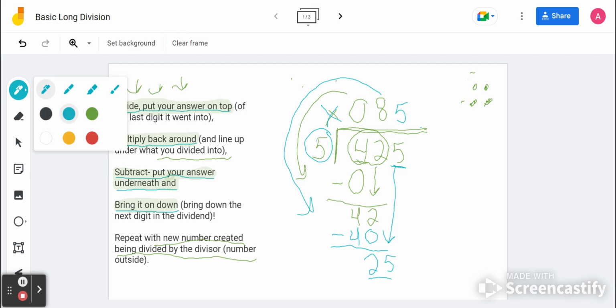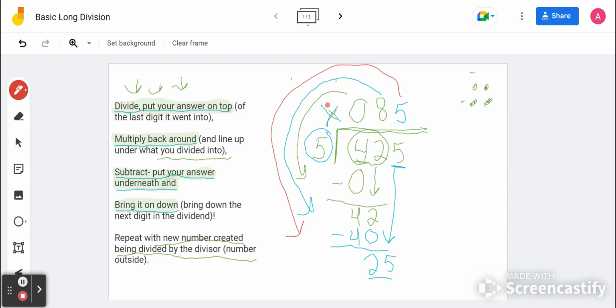And then we're going to multiply back around. 5 times 5 is 25. Make sure that we're lining it up properly. Subtract, put your answer underneath and bring it on down. Well, we have 0 and we have nothing else to bring down, so we have no remainder. So that means our quotient, or our answer for this problem, is 85.